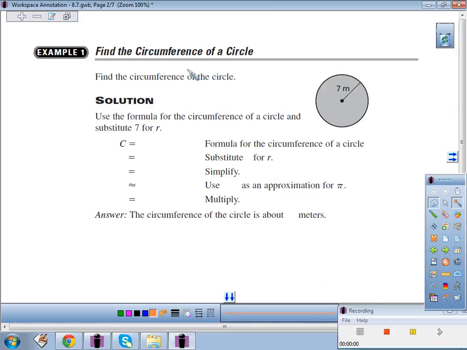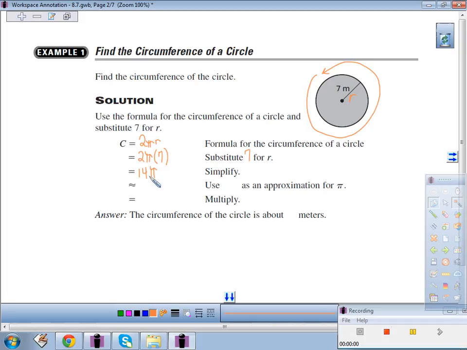Alright, so it says find the circumference of this circle. Remember, circumference is that distance around this. We have 2 formulas we can use. We can use pi times d, or we can use 2 times pi times r. In this case, since they give me just the radius, I can calculate the circumference by doing 2 times pi times the radius. And so we'll substitute 7 for the radius, and simplify. 7 times 2 is 14. We'll leave pi out to the side here.